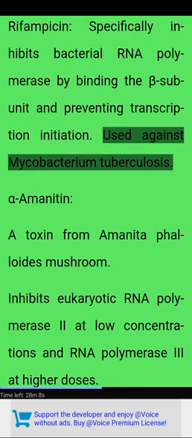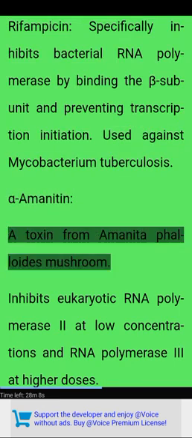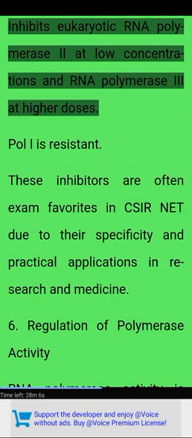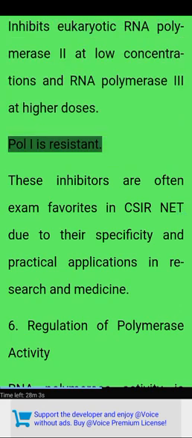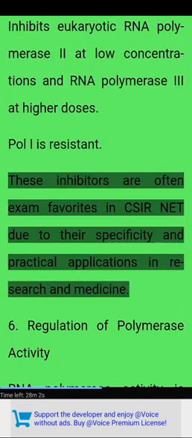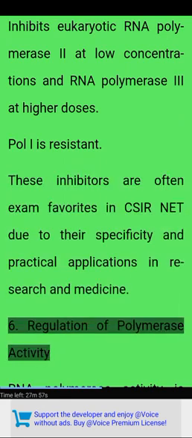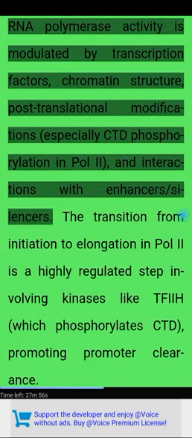Used against Mycobacterium tuberculosis. Alpha-amanitin, a toxin from the Amanita phalloides mushroom, inhibits eukaryotic RNA polymerase II at low concentrations and RNA polymerase III at higher doses. Pol I is resistant. These inhibitors are often exam favorites in CSIR-NET due to their specificity and practical applications in research and medicine. 6. Regulation of polymerase activity.